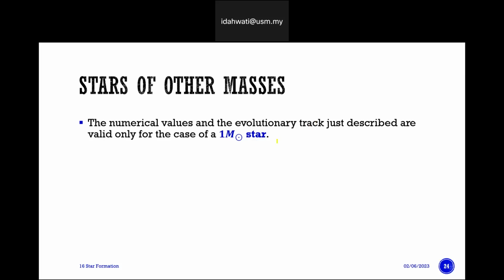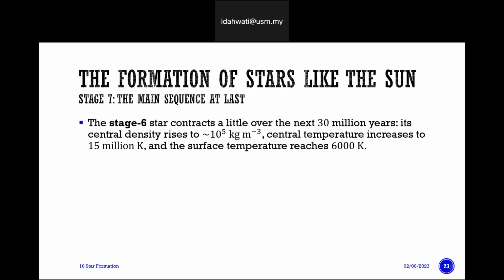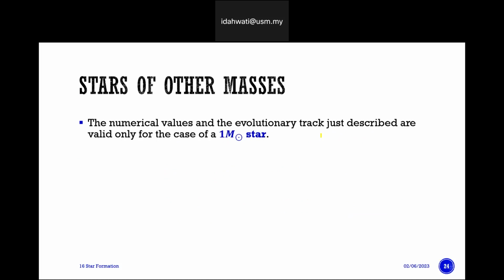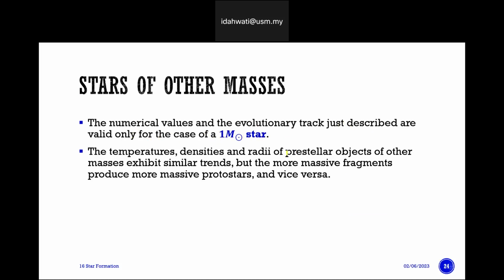Hi class, so we continue our previous lecture about the stages in the formation of the stars. Now we continue with the stars of the other masses. The numerical values and the evolutionary track just described are valid only for the case of a 1 M☉ star. The temperature, density, and radii of the pre-stellar objects of other masses exhibit a similar trend.